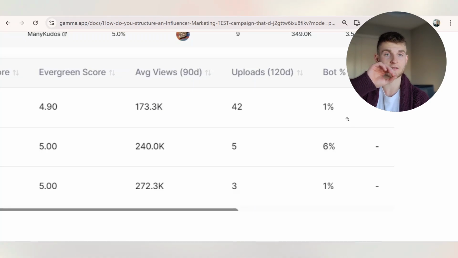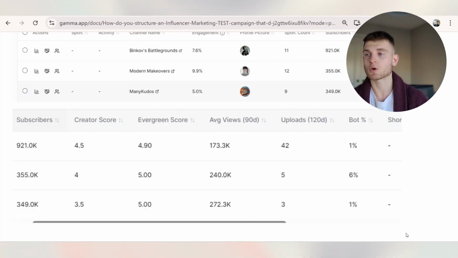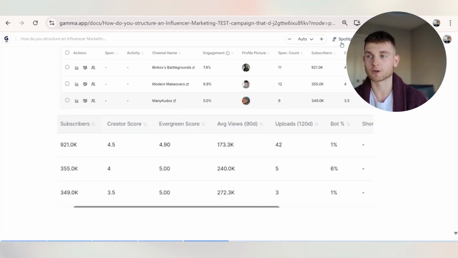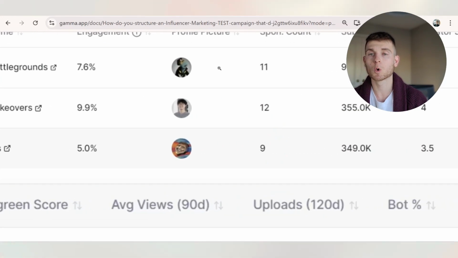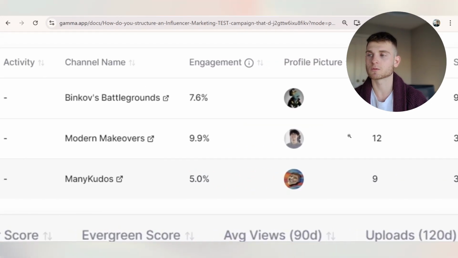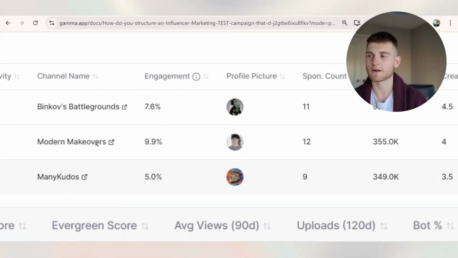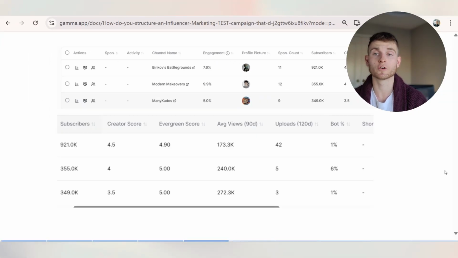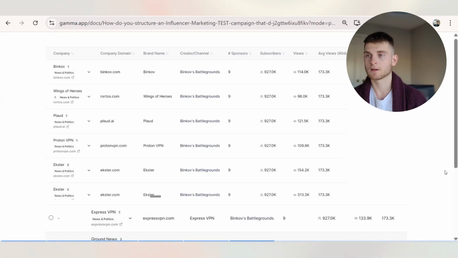Because they replicate the same thing in each video. So after looking at these couple of metrics, we found these 3 influencers who were macro influencers. Binkoff's Battleground had almost 1 million subscribers at the time of recording. Modern Makeovers had 355,000, Many Kudos 349,000. And now what we did next is we looked at what were their past sponsorships.